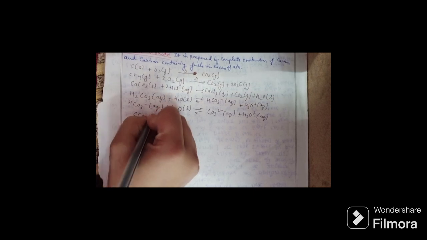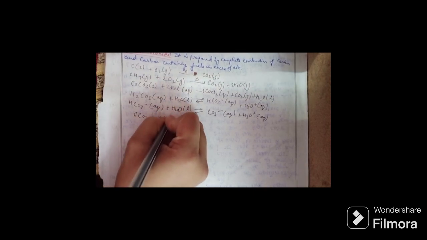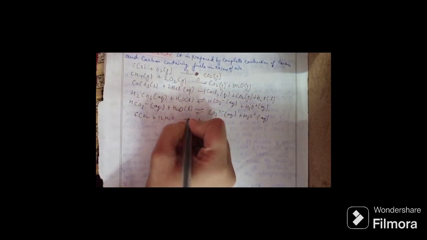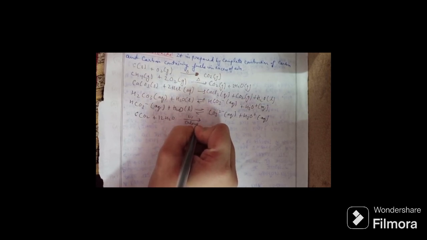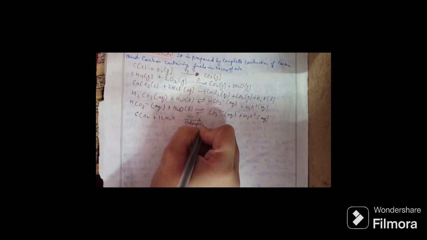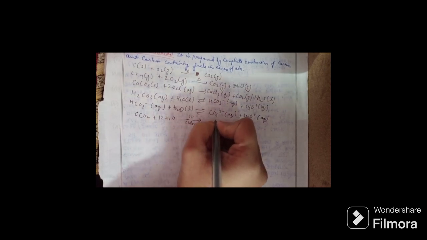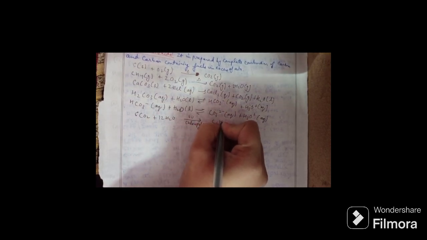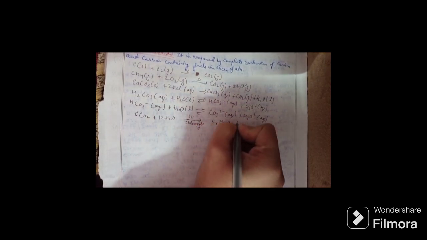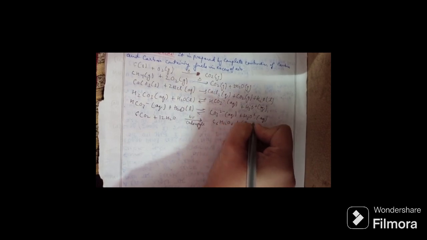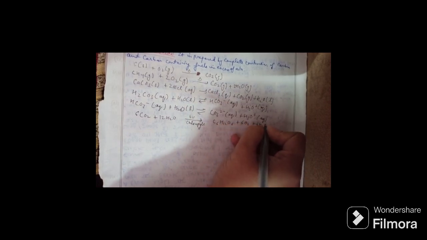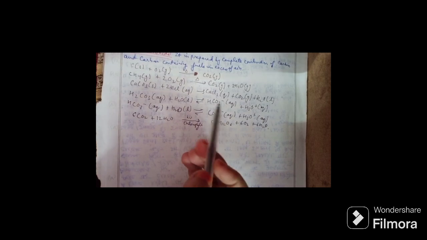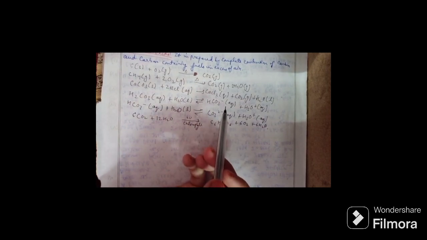6CO2 plus 12H2O in the presence of light (hν) and chlorophyll gives C6H12O6 plus 6O2 plus 6H2O. That is the process by which plants make food for themselves as well as for animals and human beings.